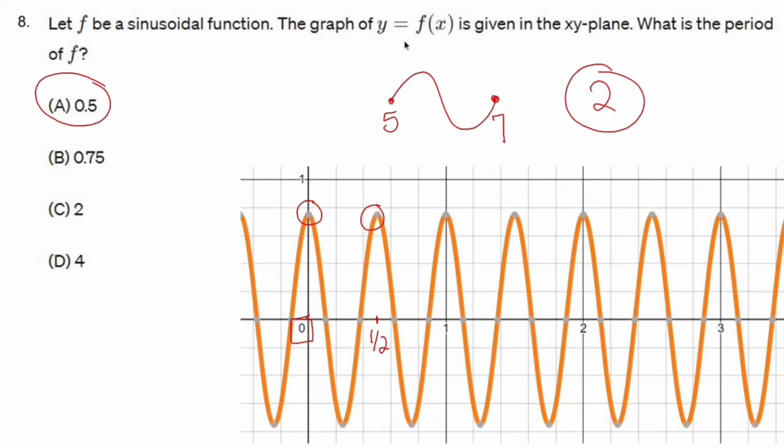So there you have it. Now, don't confuse this with frequency. Frequency and period are different. This is the period, and that, again, is the x distance it takes to complete a cycle, and we just have half a unit here for it to do that.